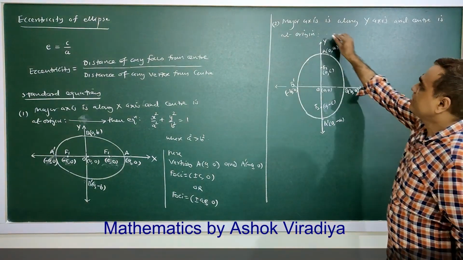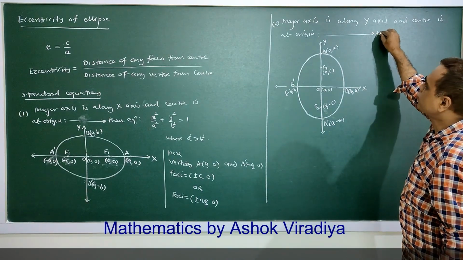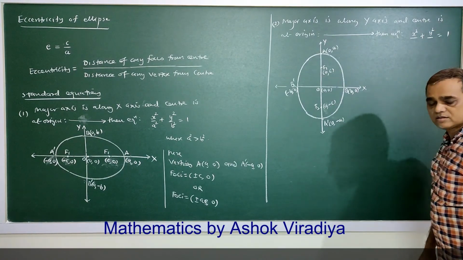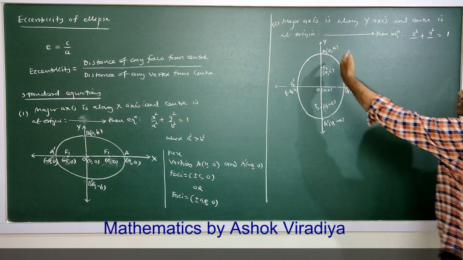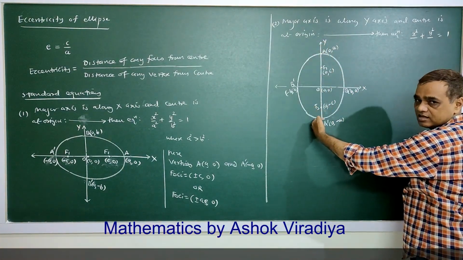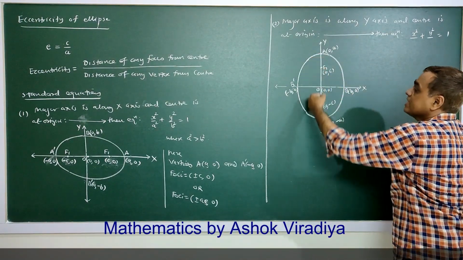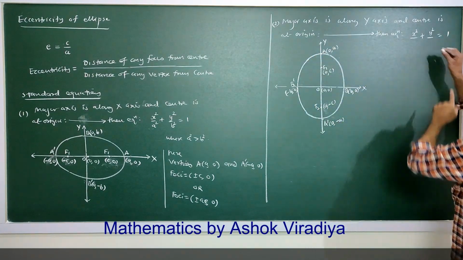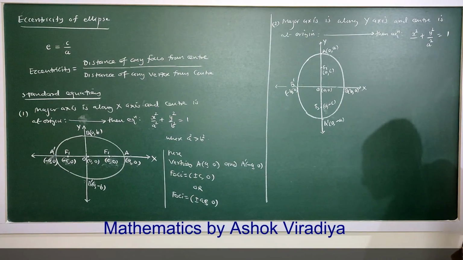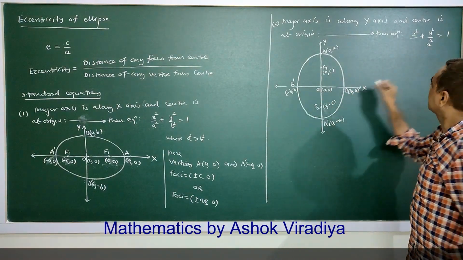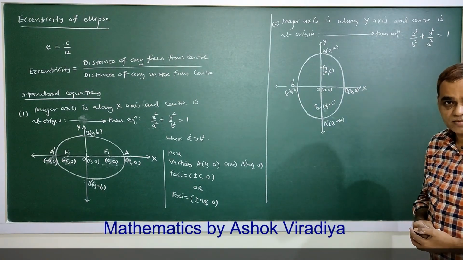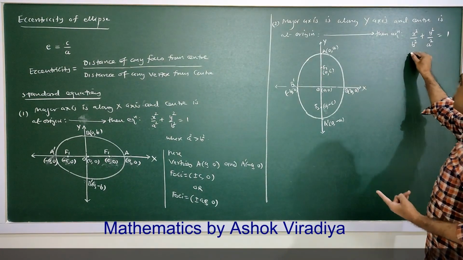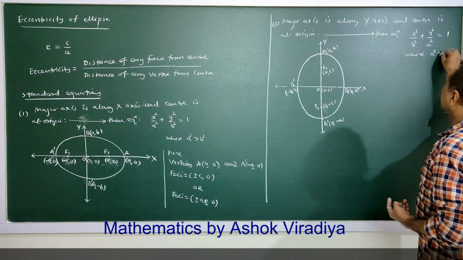So here, if the major axis is along the y-axis, then the equation of such an ellipse is x square upon B square plus y square upon A square equals 1. See what is the difference? Major axis is along the y-axis and length of major axis is 2 times A. Distance of vertex from center is A. So below y square, put A square, and below x square, put B square. Because the major axis is along the y-axis, the denominator of y square is always greater. So here A square is greater than B square.